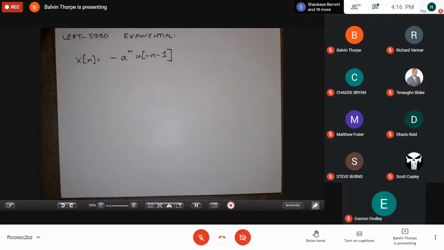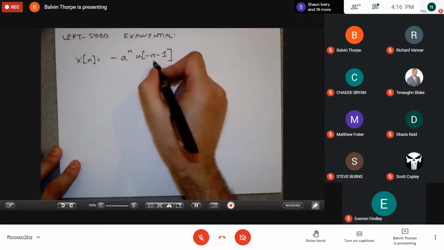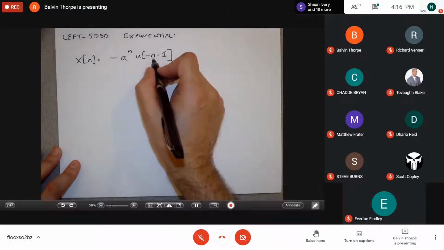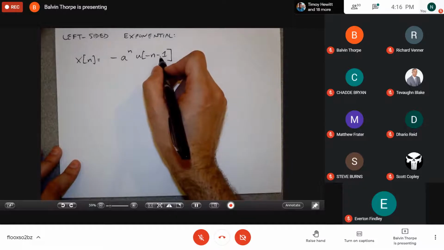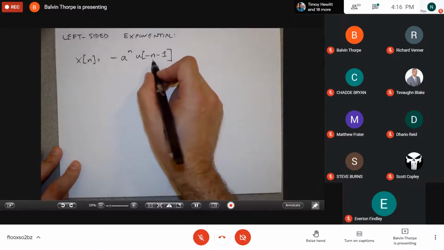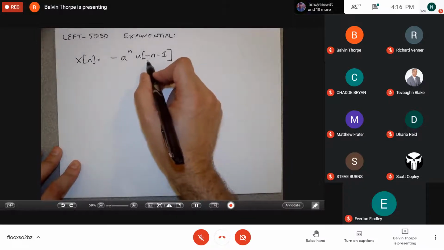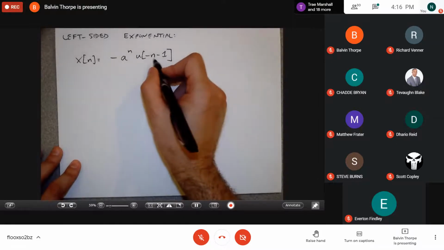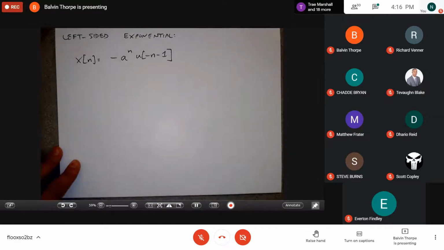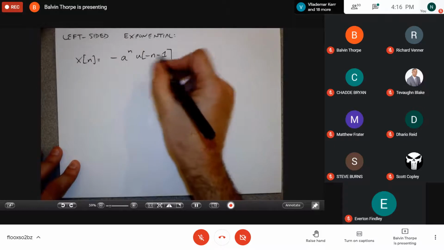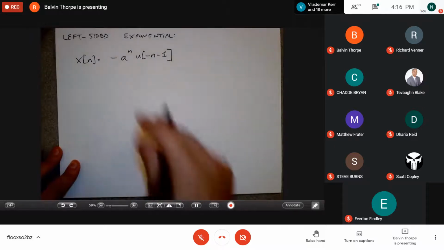Now this may give you a pause for a second about how do we draw this. So first of all, let's think about this. When n equals 0, I get u of minus 1, step function at minus 1, that's 0. When n equals 1, I get step function at minus 2, which is also 0. So basically any n greater than or equal to 0, the number inside these brackets is going to be negative and I'm not going to get any contribution.